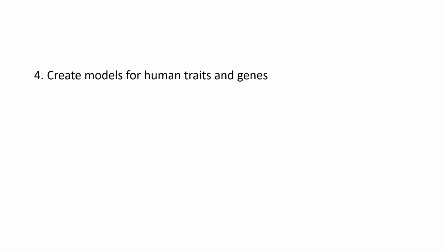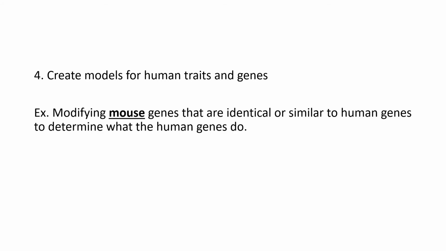We can use GMOs for creating models for human traits and the genes. So you can modify mouse genes so that they're identical or similar to human genes to determine what the human genes do. You can't create a knockout human where you're knocking out genes to see what happens, but you can modify mouse genes so that you can figure out, okay, this code in a human, what does it do? Let's take this code, insert it into a mouse, figure out what it does, and then we can go back and report on that for humans.